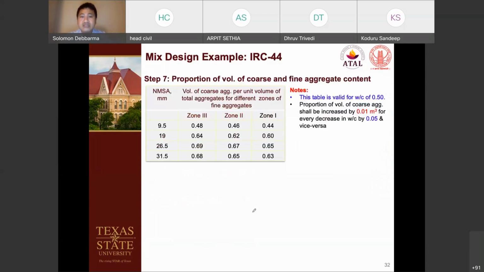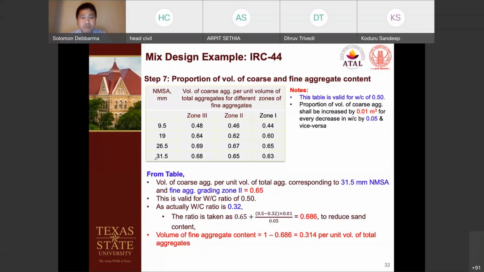So now the next step is the calculation of the volume of coarse and fine aggregates, right? We have 31.5 mm nominal maximum size, and we have been told that the grading zone is 2. So the volume of coarse aggregate should be 0.65. But again, we must remember that this table is valid for a water cement ratio of 0.50 only, so we need to make an adjustment again. After making the adjustment, the actual volume of coarse aggregate with respect to the fine aggregate comes to be 0.686. This is usually done to reduce the sand content.